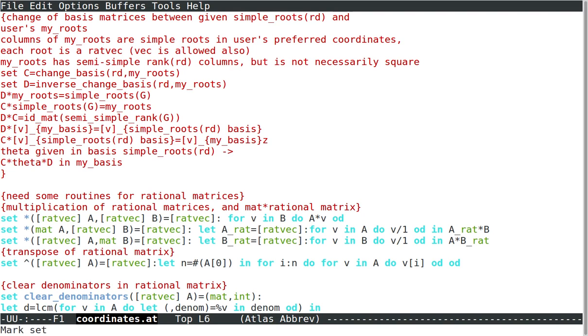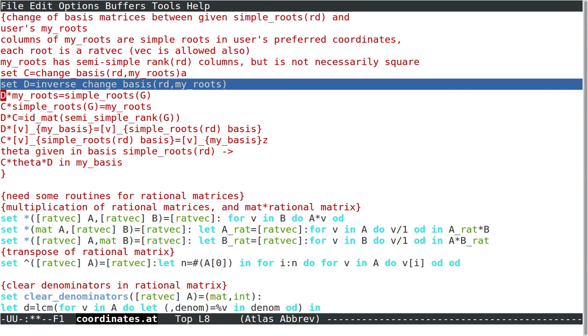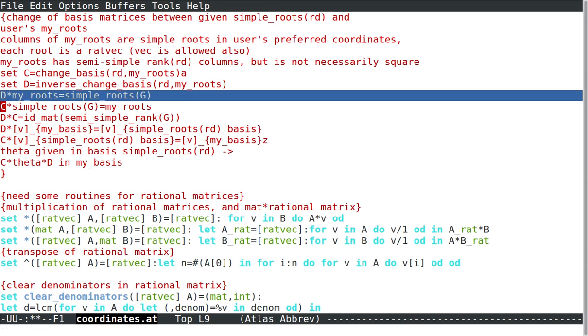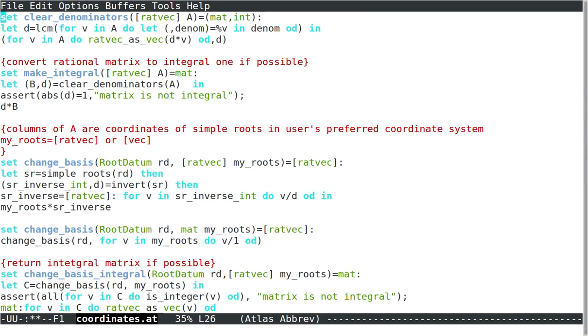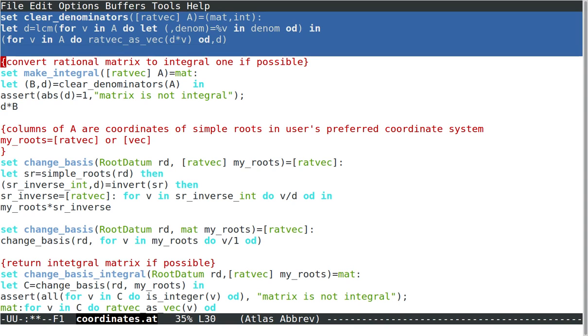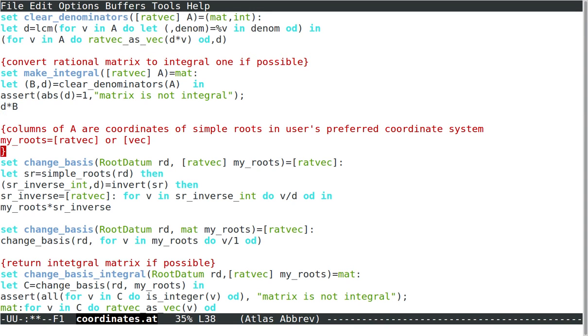And it's going to hand you the main way to call the software is to say set C to be this change of basis matrix, and then there's the inverse change of basis matrix, which I call D, and these satisfy the following. C times the simple roots gives you my roots, and D goes in the other direction. And if you want to see how these functions are defined, you can look down in the file.